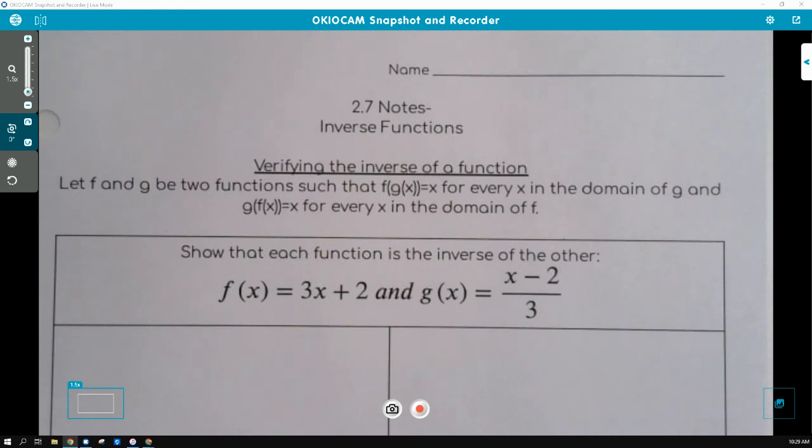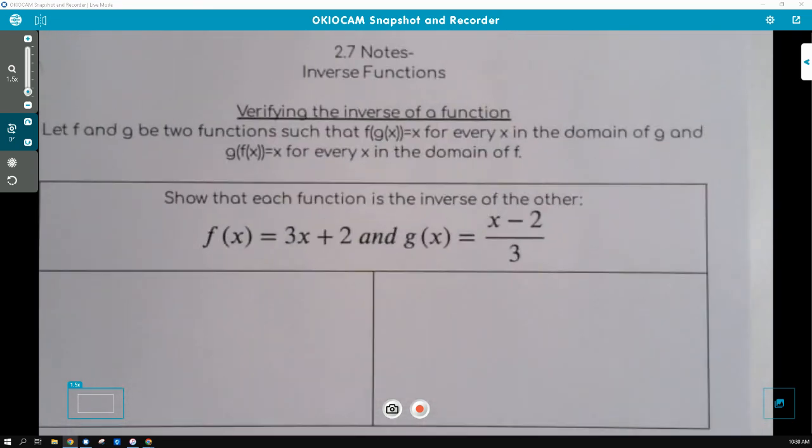All right, so inverse functions. Let's chat about them. Inverse functions are basically backwards functions. You take a function, you flip it around, and you make it backwards. We're going to do two things today. We are going to verify that functions are inverses of each other, and we are going to find inverses.